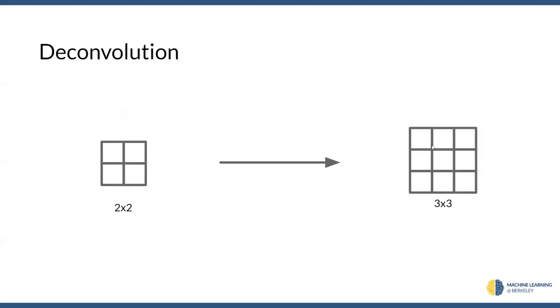It's literally just the flipped diagram. We have the smaller one on the left and the larger one on the right. You can think of it as literally flipping the diagram that we had before, and I'll get into how that actually works in a second. So instead of passing the filter over the input layer, you can think of it as passing the layer over the output and removing pixel by pixel on the input.